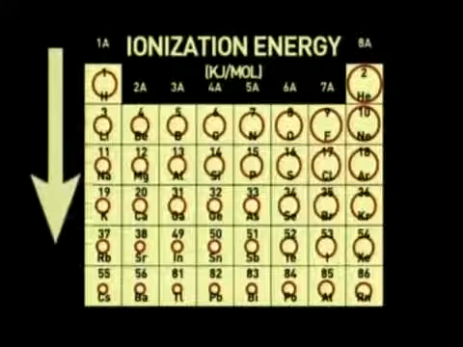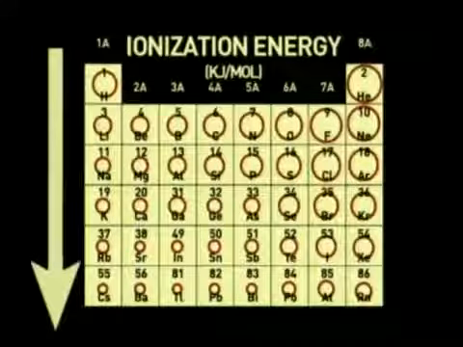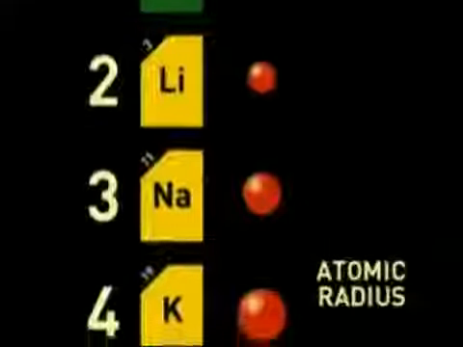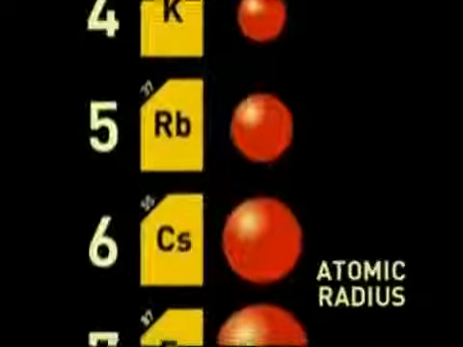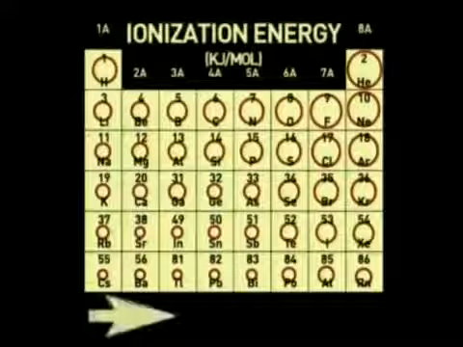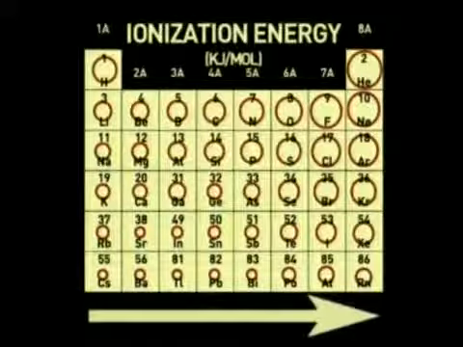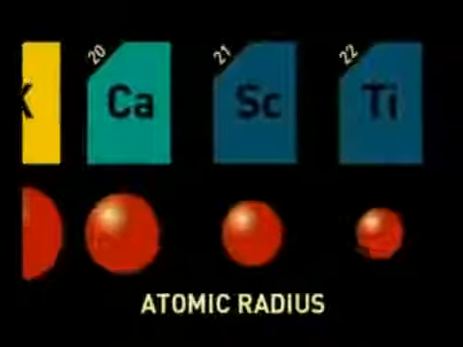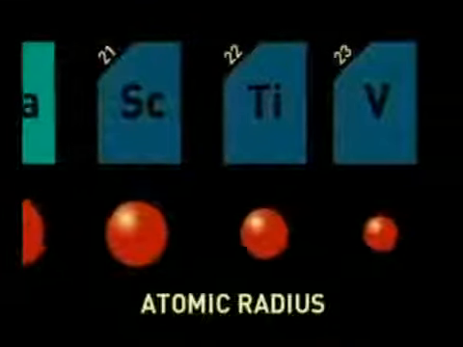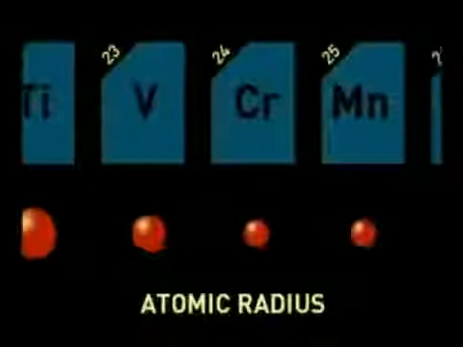Overall, the ionization energy decreases going down a family. Why? The atomic radius gets larger as we go down a family, and so the outermost electron is more easily removed. The ionization energy also increases going across a period. The reasoning is the same. The atomic radius gets smaller, and so the outermost electrons are more tightly held and harder to remove.